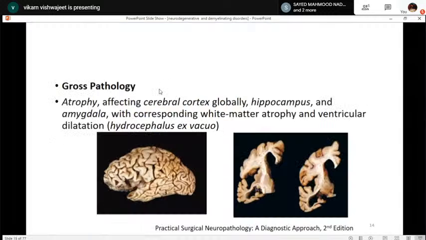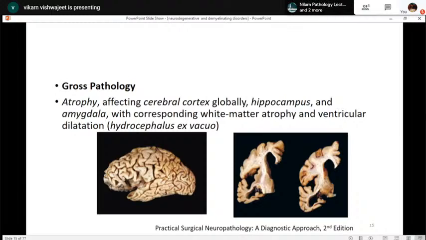So coming to the gross pathology, brain examination in these patients shows varying degree of atrophy, mainly affecting the cortical areas. Then hippocampus, amygdala, and corresponding white matter atrophy can also be noted. Due to the extensive atrophy of both white matter as well as gray matter, there can be dilatation of the ventricles, which can lead to hydrocephalus ex vacuo. Cortical atrophy is most striking in mesotemporal areas with variable involvement of parietal and frontal lobe.